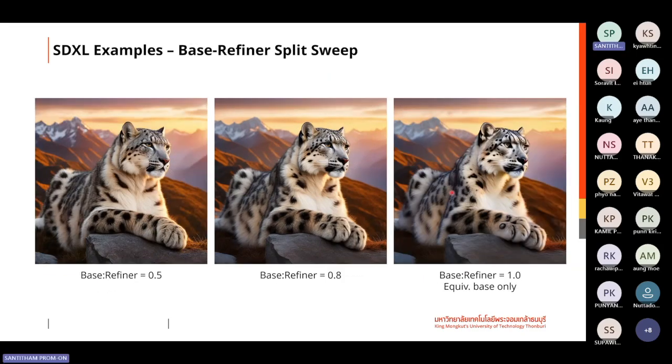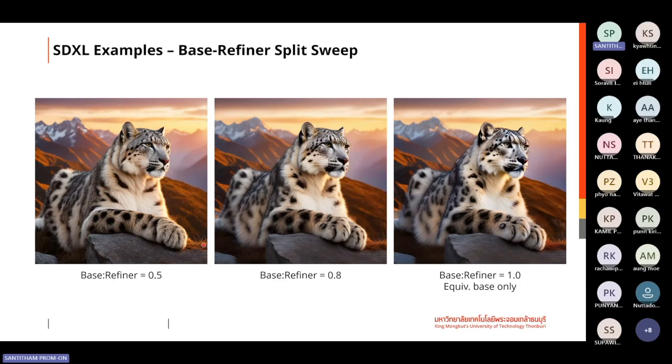All right, so let's look at some adjustments for SDXL. It has control over the portion that will be generated by the base and the portion that will be generated by the refiner. If we set it to 0.5, it will look like this. 0.5 would be 50% of the base, and the refiner has 50%, meaning that the refiner will have to take care of some of the detail as well.